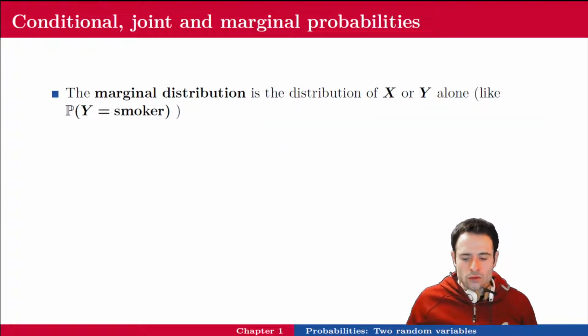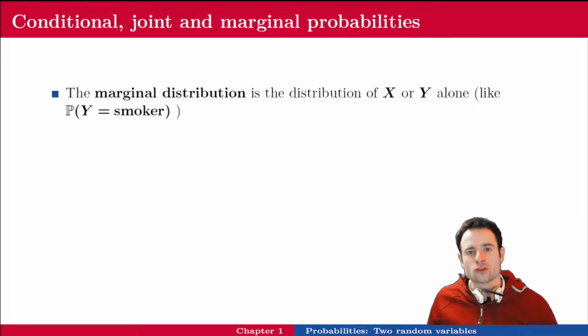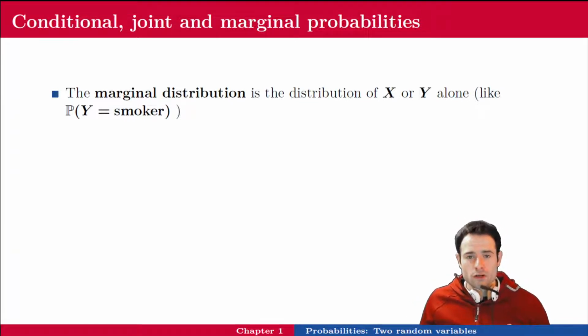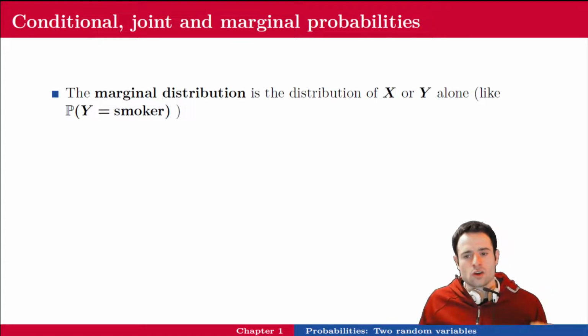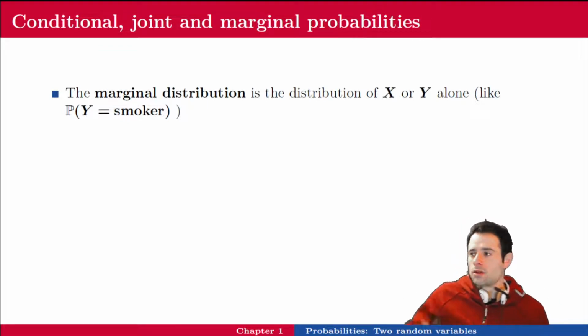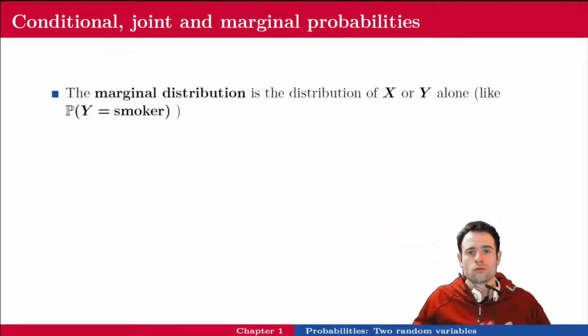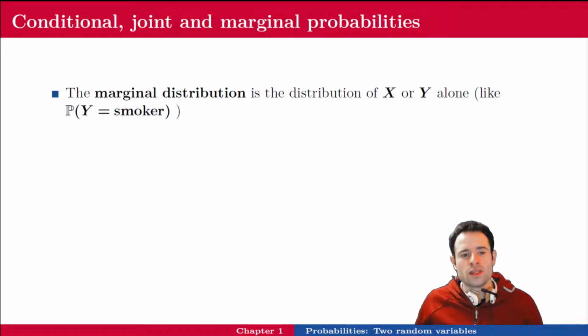Now, I need to make something clear about the terms that I'm going to use from now on. First of all, when I talk about the distribution of x or y alone, the probability that x is equal to 1, the probability that y is equal to 2, this is what we call the marginal distribution. For instance, the probability that y is equal to smoker. That's totally marginal, there is no x in it.